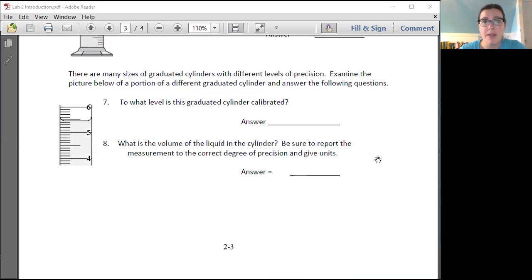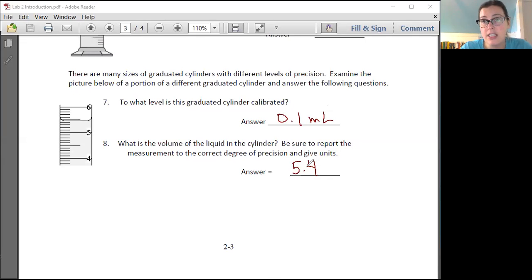I want you to take a moment and determine what level this graduated cylinder is calibrated. So what is the value of each of those small lines? I see that there's big lines at 4, 5, and 6. So that must mean that the smaller lines are worth 0.1 milliliter, which means for this volume, we can actually estimate to 2 places after the decimal. So I can see that it is between the 5.4 and the 5.5 line. So we know exactly that it is 5.4.